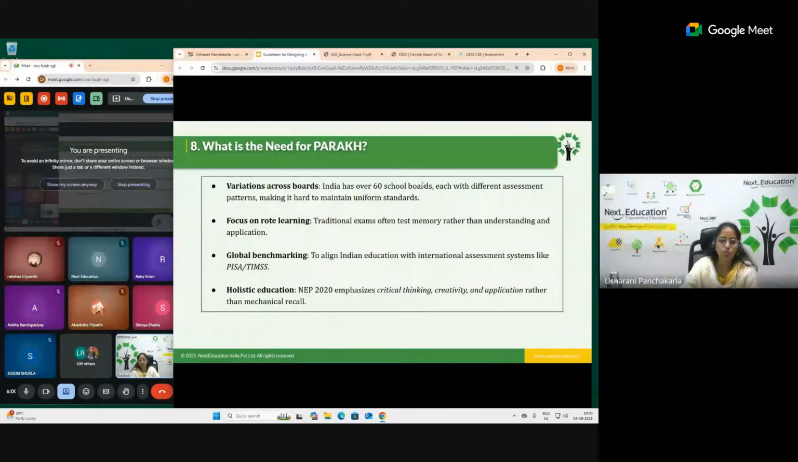We have around 60 school boards, each with a different assessment pattern, making it hard to maintain uniform standards. The second one is the focus on rote learning, because traditional exams often test memory rather than understanding. We are giving more long answer and descriptive questions, like short answer, but the emphasis on value-based, experiential or competency-based questions is less. That is the reason there is a switch in the board exams, where we are seeing 50-50, and it might go to 60-40 tomorrow.